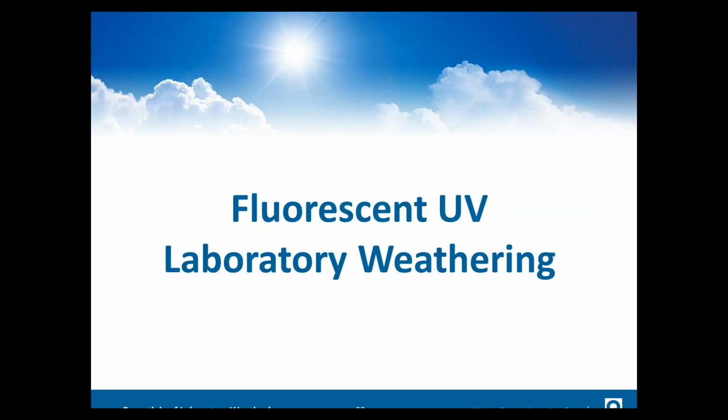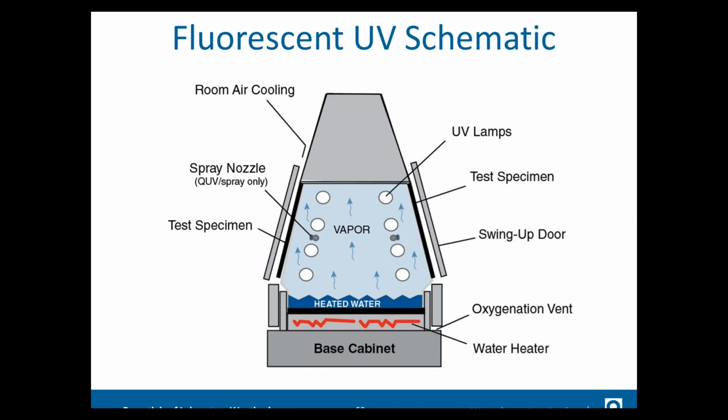Now we're going to move on to fluorescent UV laboratory weathering. So this is kind of a general schematic of what it looks like. So we have lamps in the center of this chamber that has a heated water underneath it, and the specimens are actually installed on the left and right side of the chamber in this diagram. And that's important for some of the functions that exist in this tester, which we'll talk about here in a bit.